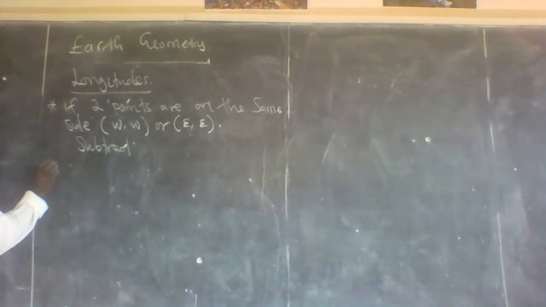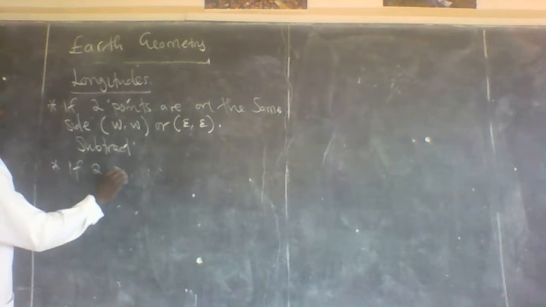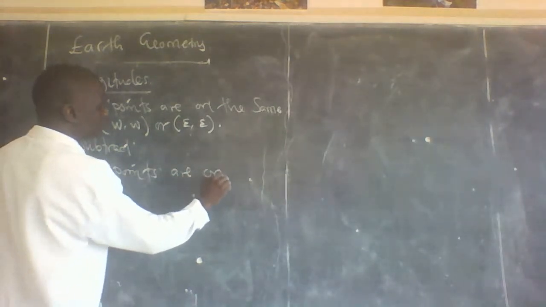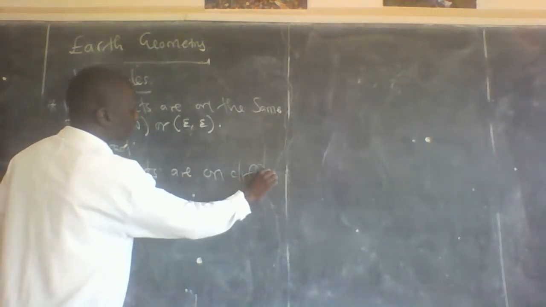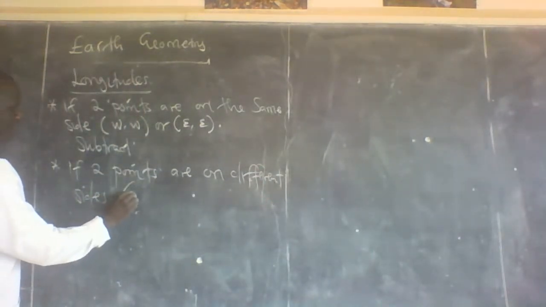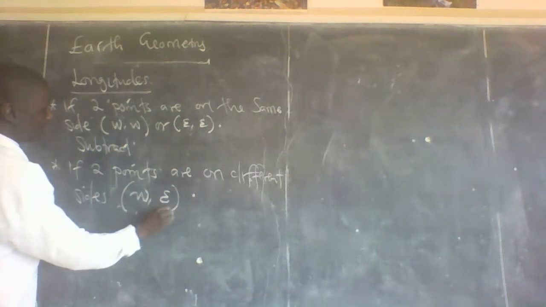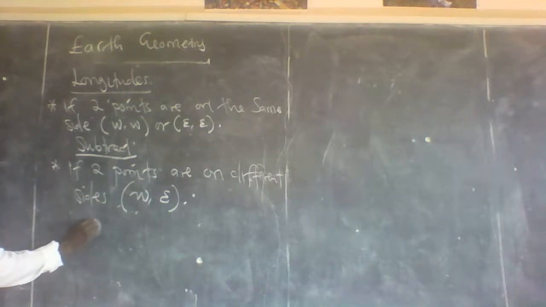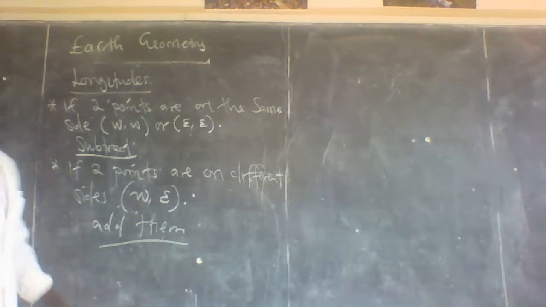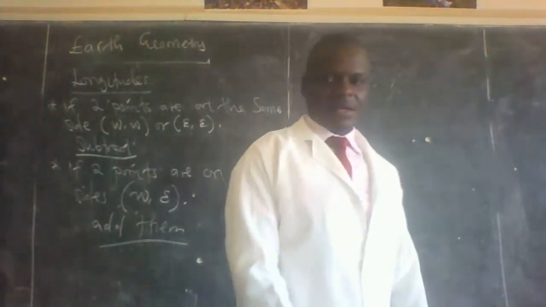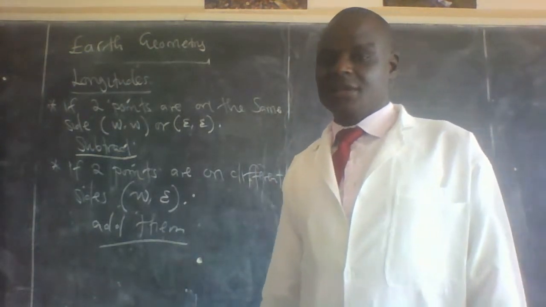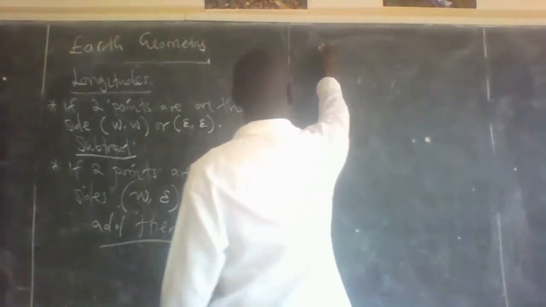That's the first point. And the second point is if two points are on different sides, meaning one being on the west, another one on the east, all you have to do is add them. When you add them, what you get is the difference. So let's look at the last example.